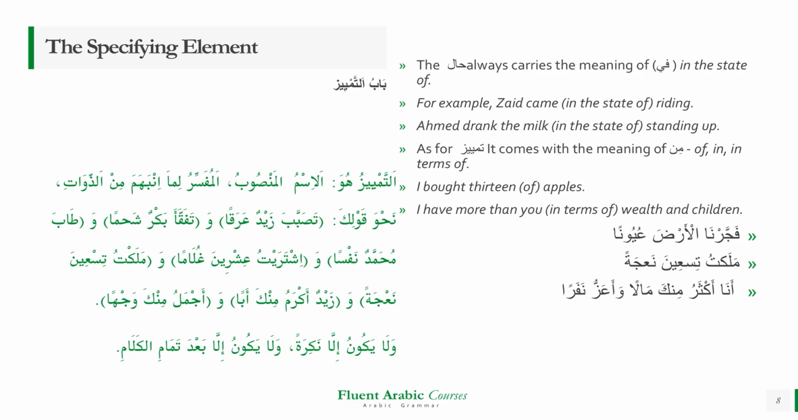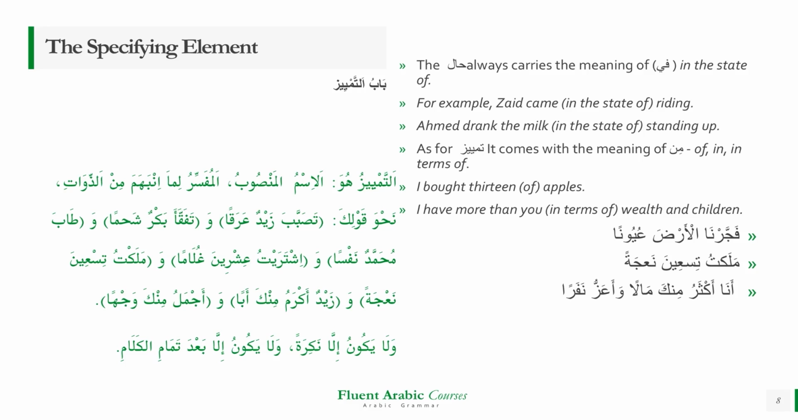نحو قولك تصبب زيد عرقا وتفقأ بكر شحما وطاب محمد نفسا واشتريت 20 غلاما وملكت 90 نعجة وزيد أكرم منك أبا وأجمل منك وجها. So in all of these sentences, we see the tamyiz being used, and the role of the tamyiz is to clarify the type of the action that is taking place.